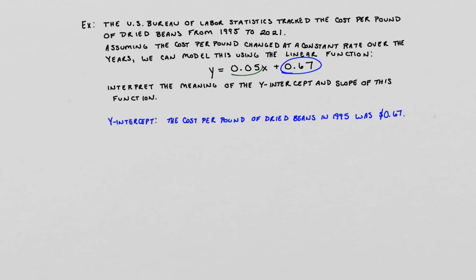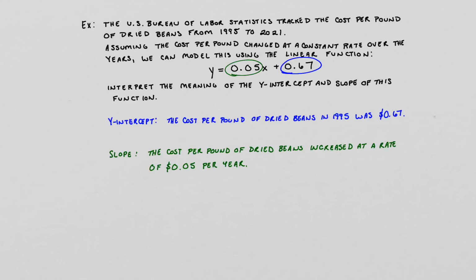For our slope, remember we were talking about how things are either increasing or decreasing at a constant rate. In this case, since our 5/100, or 0.05, is positive, we are seeing an increase. And again, we want to jump back into our story and pull context from it. So in this situation, we would say the following about the slope. The cost per pound of dried beans increased at a rate of 5 cents per year.